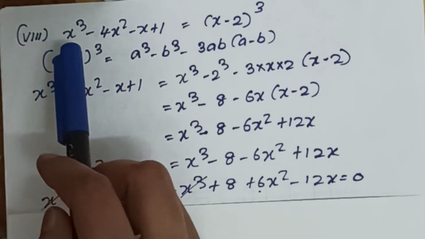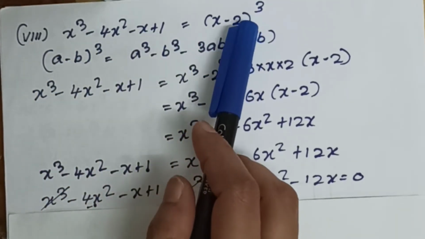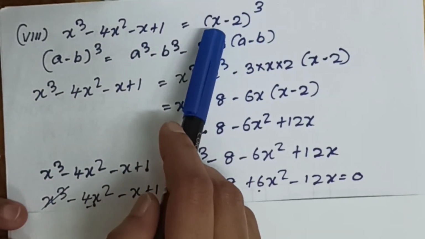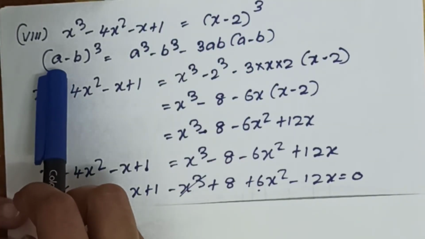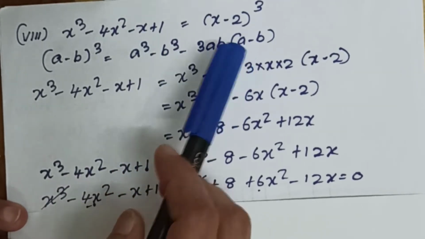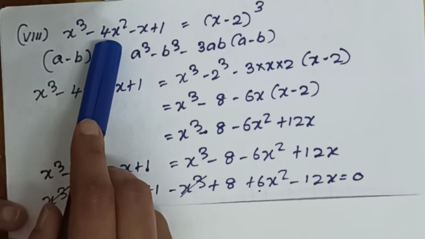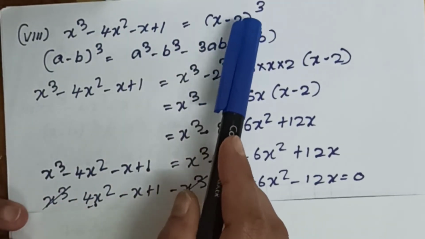The 8th one: x³ − 4x² − x + 1 equal to the right hand side (x − 2)³. Now we have, see, this is of the form (a − b)³. We know the expansion of (a − b)³ is a³ − b³ − 3ab(a − b). So the left hand side is x³ − 4x² − x + 1, and the right hand side is (x − 2)³.